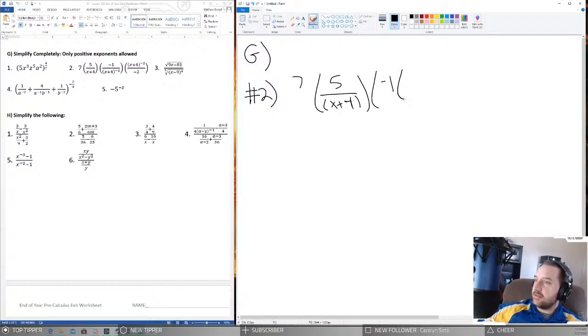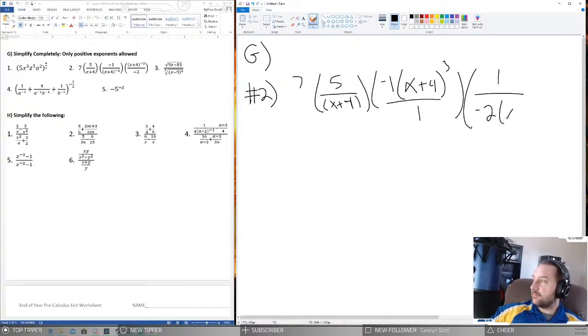So I get negative 1 times, and then it'll be x plus 4 to the third, because when you move it, the exponent becomes positive, or it just switches its sign. So because it was negative, it's now positive. And then there's nothing left in the bottom, so we'll say over 1. And then on this next one, because it says x plus 4 to the negative 2, I can then move that to the bottom. So I get 1 over negative 2 times x plus 4 squared.